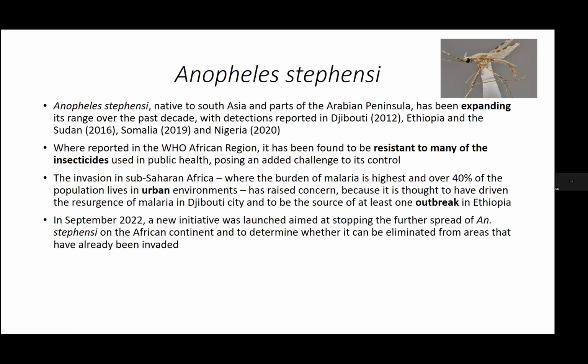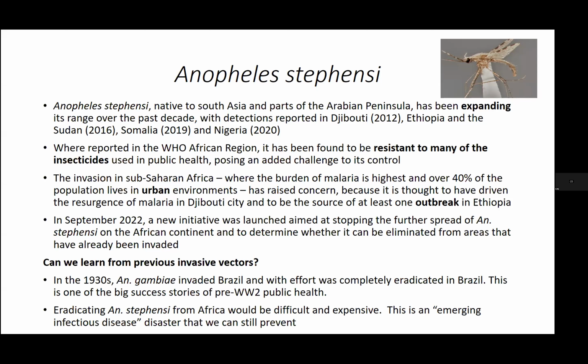Just an update, this species has not yet been detected in Southern Africa, but the South African National Malaria Control Program, with the support of the NICD, is increasing surveillance activities in areas where the species may occur, such as more urban areas, and encouraging communities to reduce potential breeding sites, such as using more appropriate methods for storing water. History has taught that lessons can be learned from previous invasive vectors.